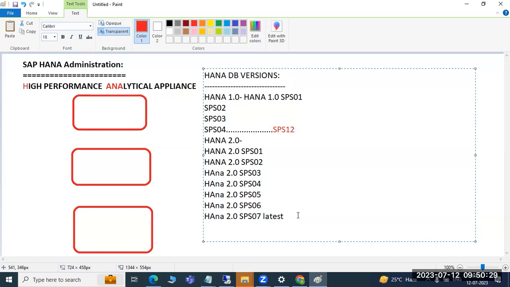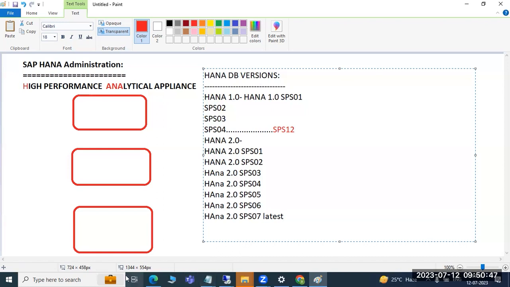For 2.0, every year they are releasing it. In 2024, in the month of April, again they will release the new version, that is SPS 08. They will release it, but still there are no exact timelines, because it was released only 2 months back. So that is the HANA DB versions we have.